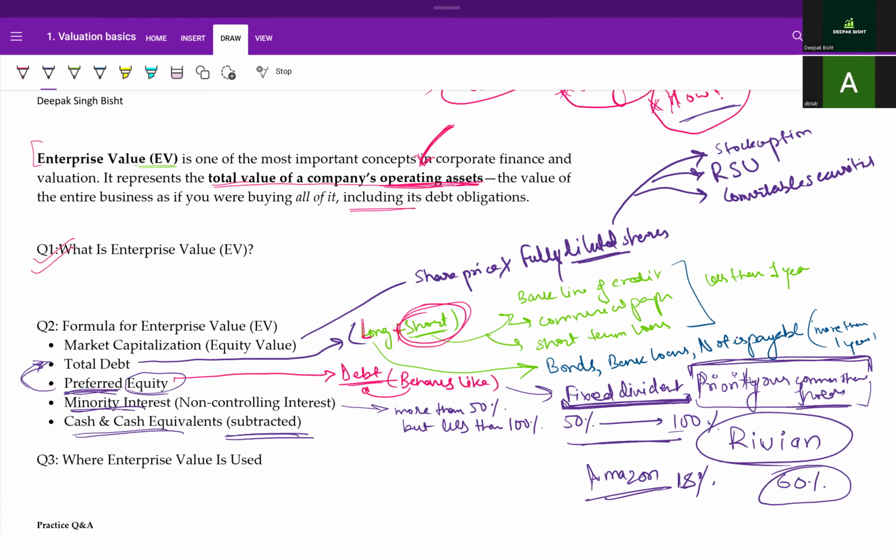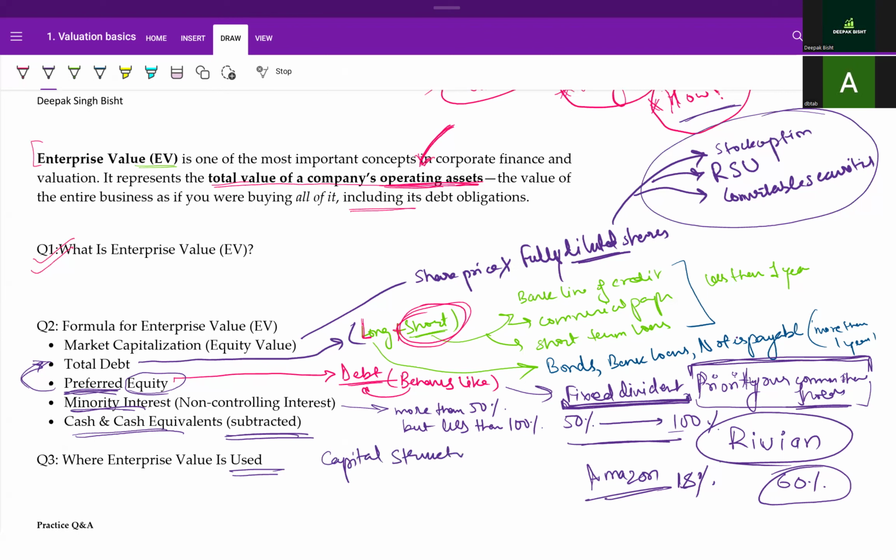So enterprise value reflects the value of the business independent of its capital structure. Capital structure includes whether it has preferred equity, fully diluted stock options, dilutive securities, preferred stock, and other kinds of debt, which are going to dilute the number of shares. Everything here is a part of capital structure.